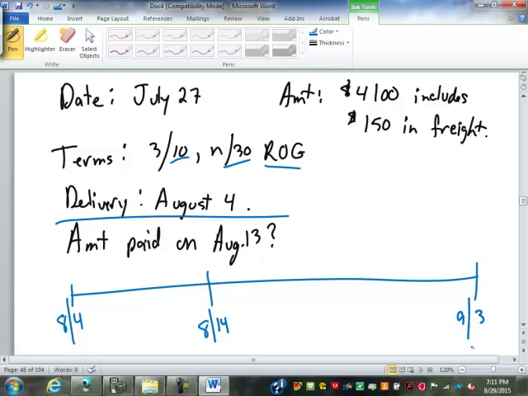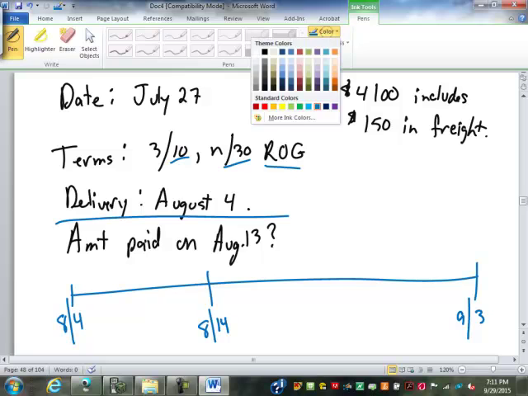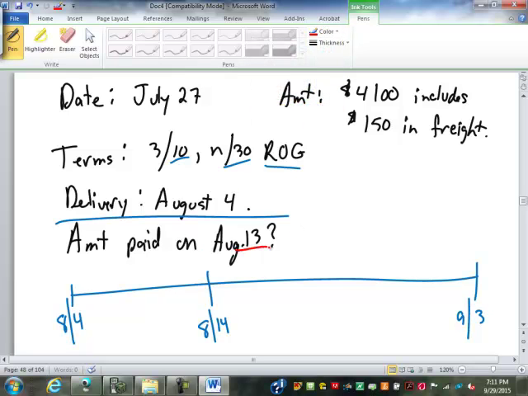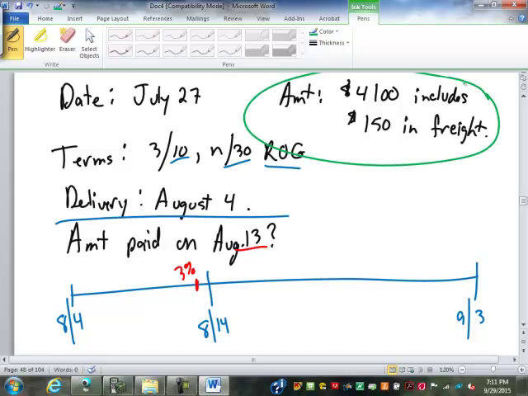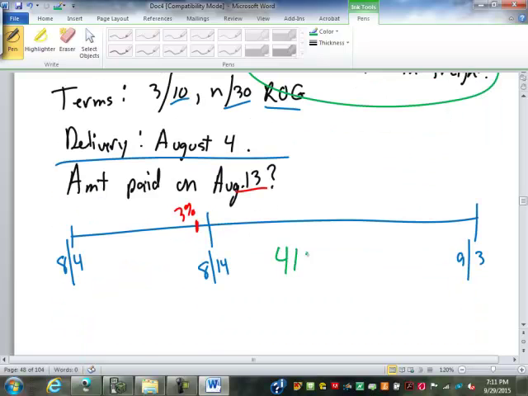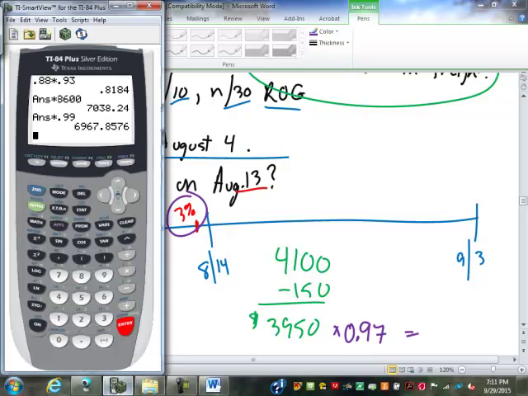Do they get the discount? Yes. Paid on August 13th would be right here. They get a 3% discount. They get the 3% discount on what amount? 4,100 minus 150, so it's 3,950 that they get the discount on. So we're going to multiply 3,950 by what? 0.97, because it's 3%. So 3,950 times 0.97 is 3,831.50.